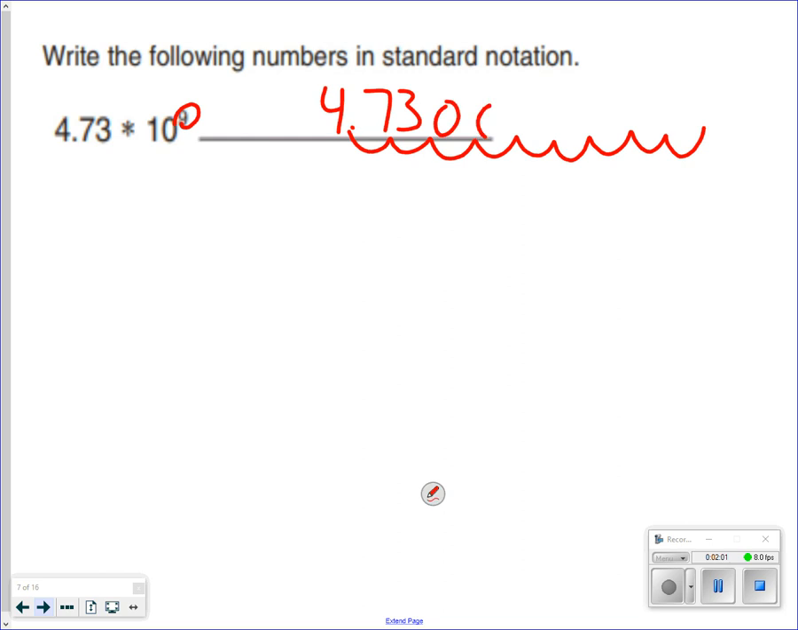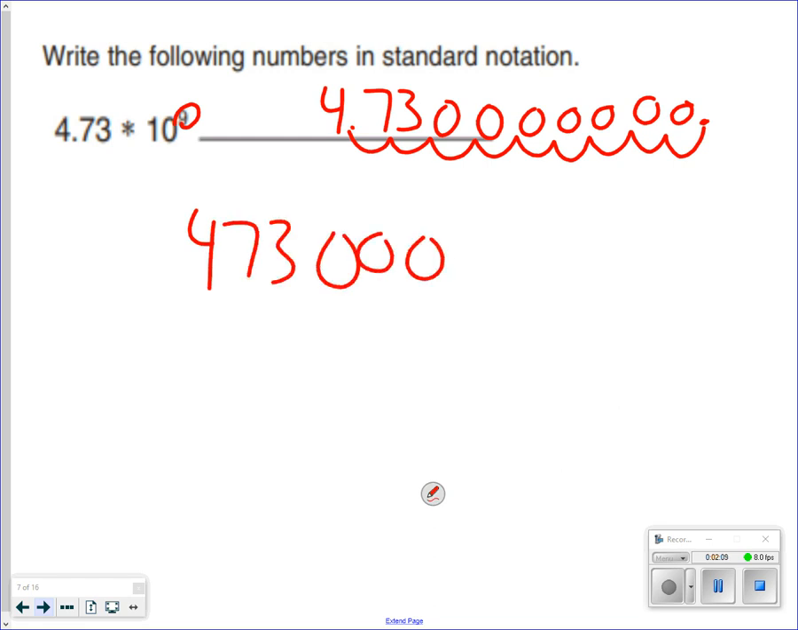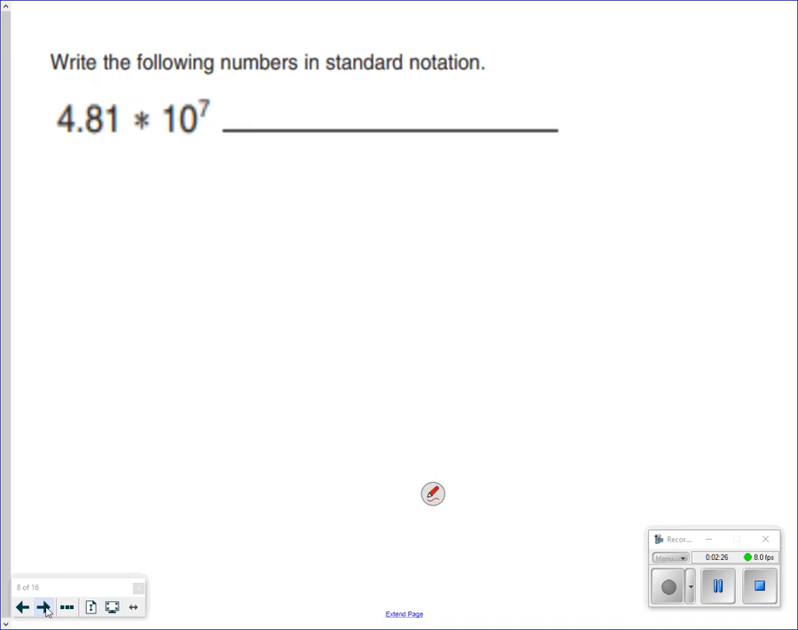Fill these with zeros. Decimal's right there. So here's my new number. Double check to make sure I have 9 spots that go to this spot right here. 1, 2, 3, 4, 5, 6, 7, 8, 9. Put my commas in. 4,730,000,000. Move on to the next problem.